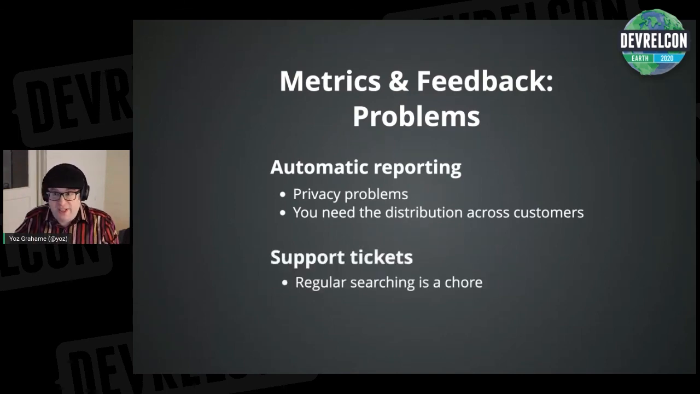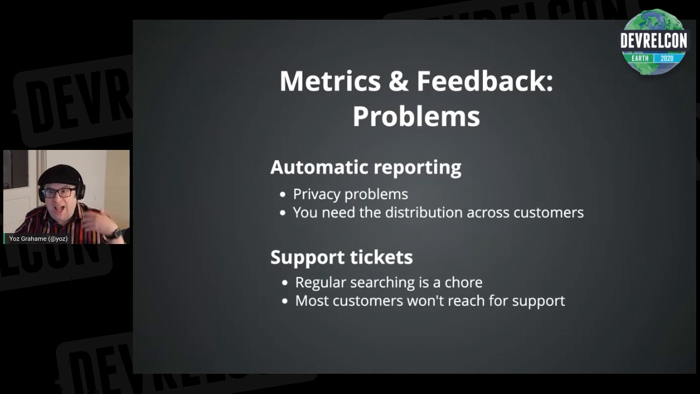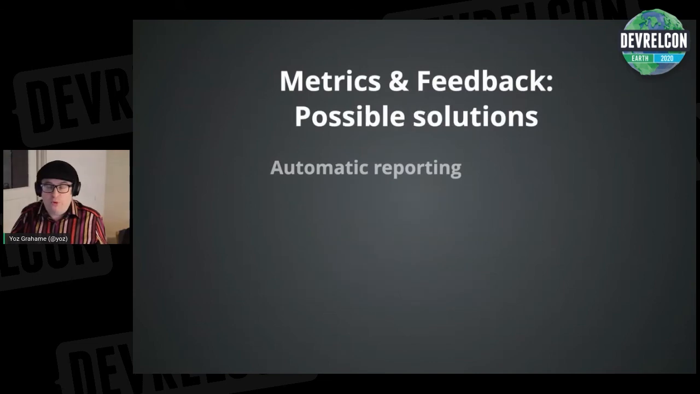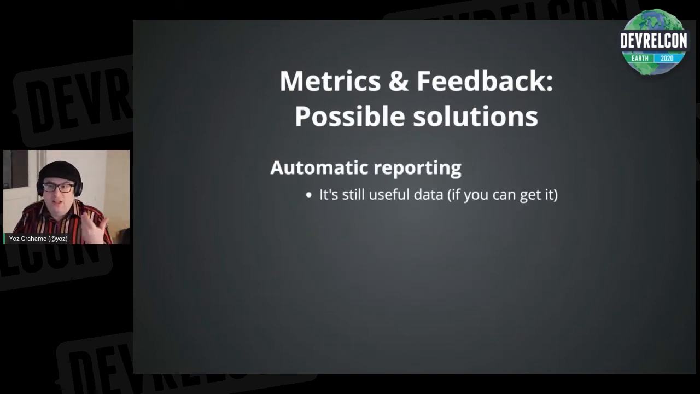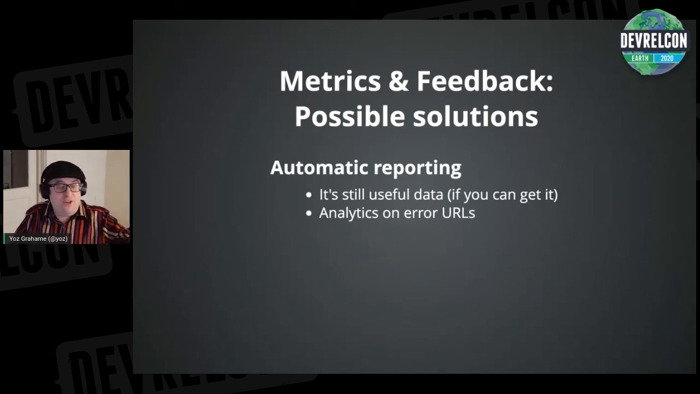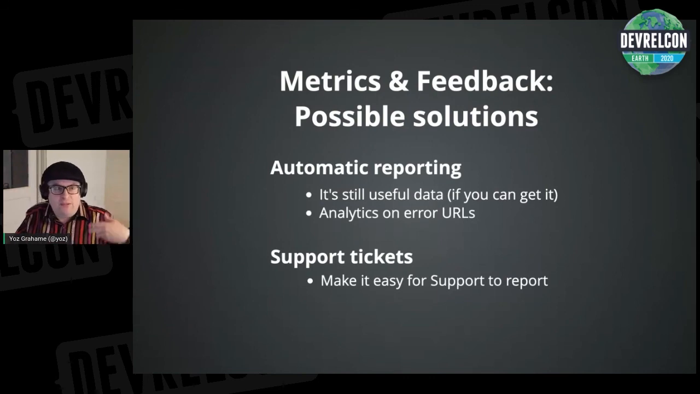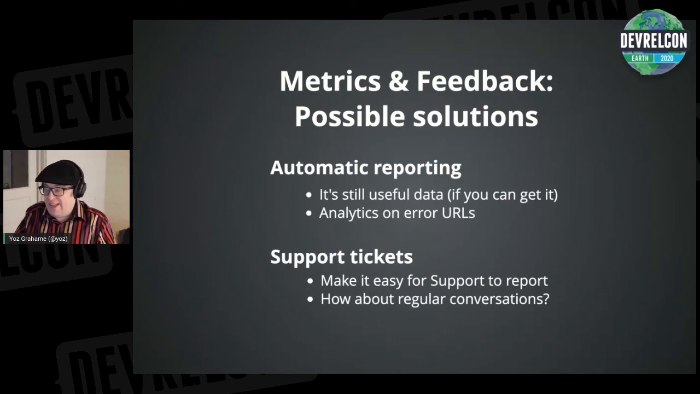You could look at support tickets, but the trouble is regularly searching that is a chore, and most customers have the problems most of the time, they won't even bother reaching for support. But you can turn this around. Firstly, if you can do automatic reporting, it's still useful, but even better, how about if you have those error URLs, do analytics on them, right? And if customers are logged in, then you can try and grab the login IDs and work out which customers are hitting the problems. With support tickets, help support, right? Help them report what a problem is and actually talk to them about it. They don't want to be fixing the same errors over and over again. So actually talk about what's important, have regular meetings with them.